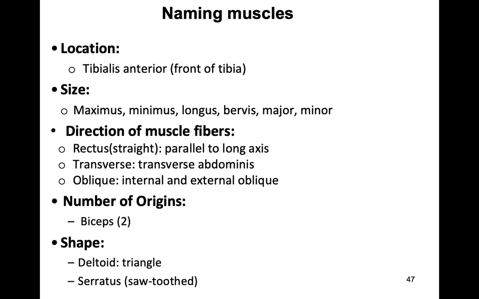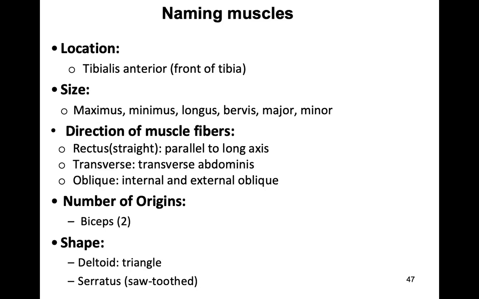You can use the size of the muscle, with words such as maximus, minimus, medius, longus, brevis, major, minor. You can point out the direction the fibers are moving. If they are going straight down, parallel to each other, we use the word rectus. If the pattern is horizontal, we refer to this as transverse. And if the pattern is at an angle or sideways, they are referred to as oblique.